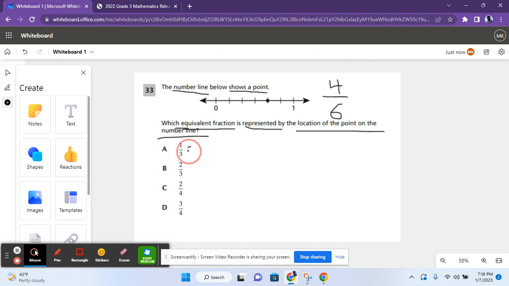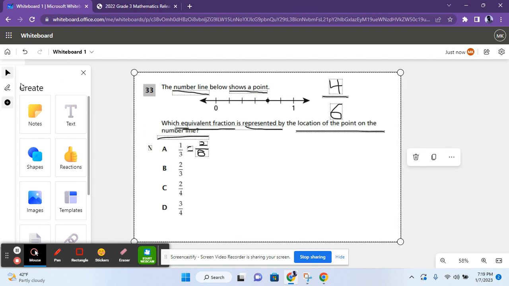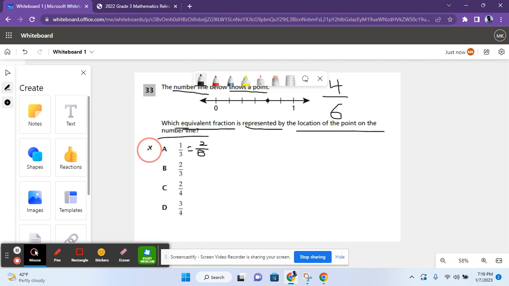For 1/3, you can multiply both the numerator and denominator by 2 to get a denominator of 6. 3 times 2 is 6. 1 times 2 is 2. So 2/6 is not the same thing as 4/6. So A is not a correct answer.